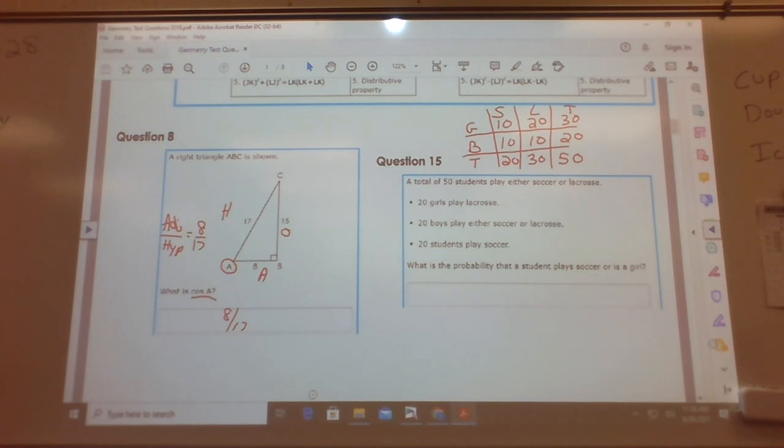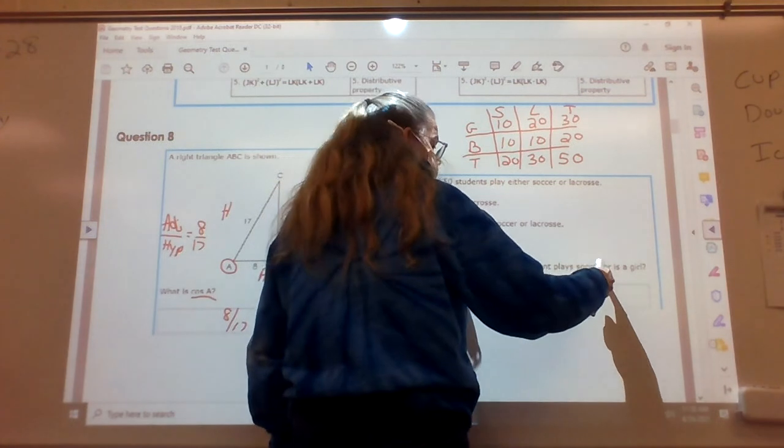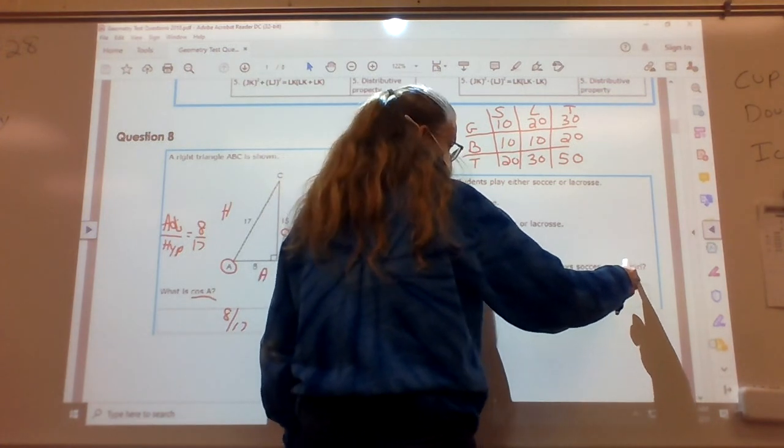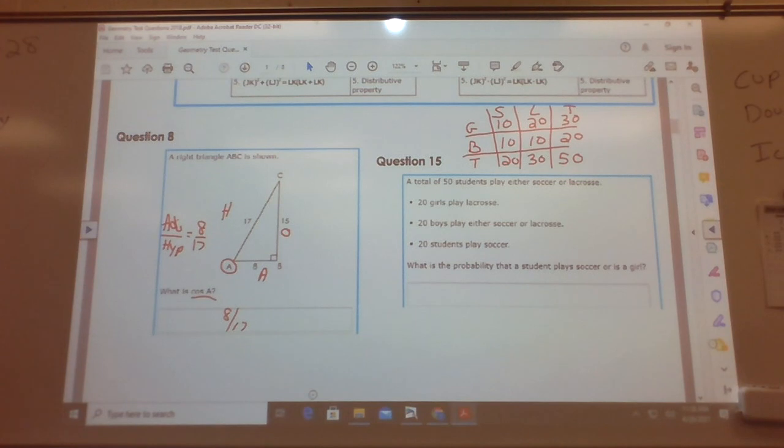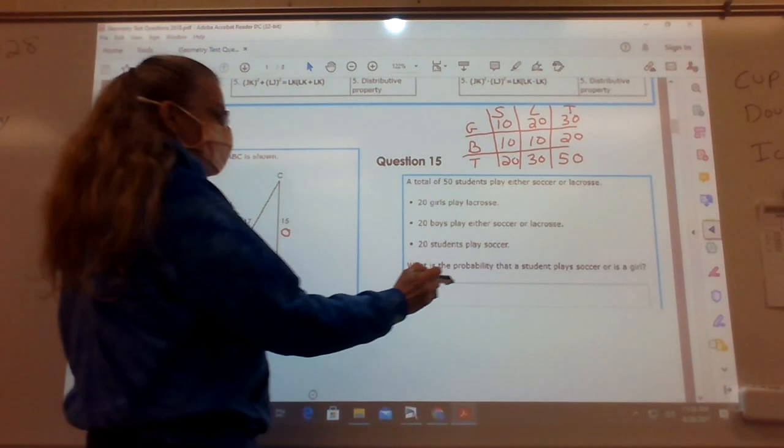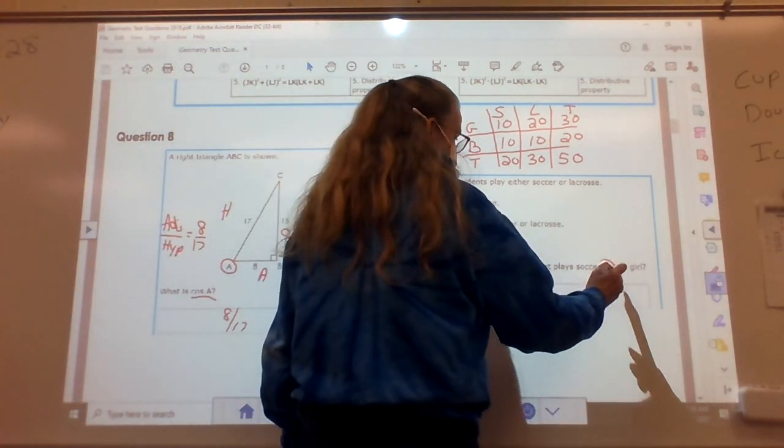Now, the question says, what's the probability that a student plays soccer or is a girl? Or. What do I do with ors? I have ands, I have ors. What operation do I do for ors? You multiply. No. Divide. Ands are multiply. Oh. Ors are add. Subtract. Oh. Add. Or is add.